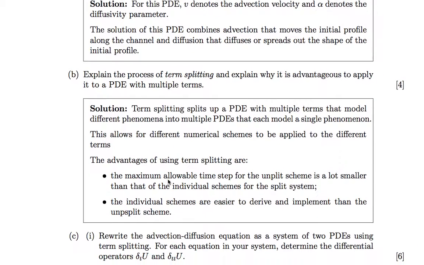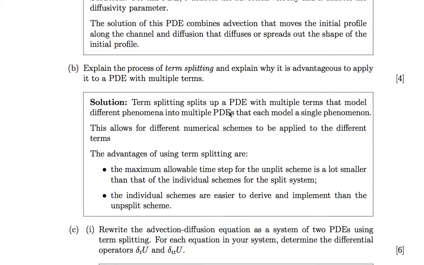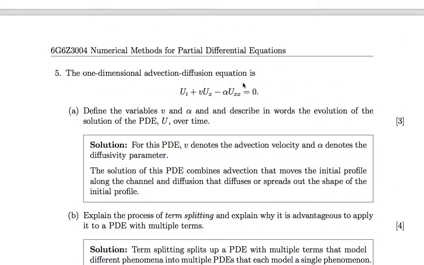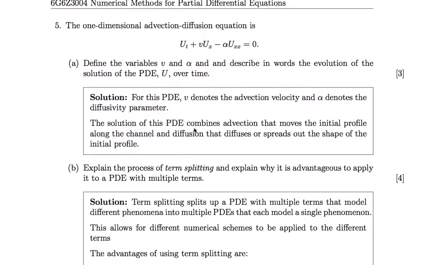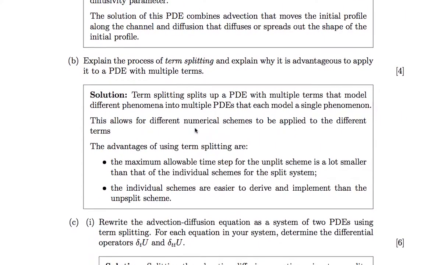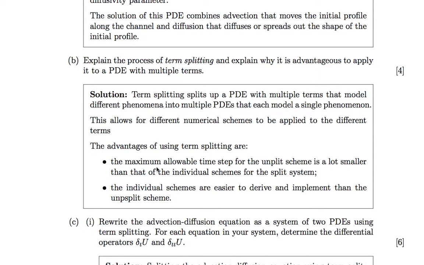Explain the process of term splitting. Term splitting splits up a PDE with multiple terms into several PDEs, each modeling a single sort of phenomenon. So, for example, the advection diffusion equation, we can split up into an advection equation and a separate diffusion equation. The advantages are that the maximum allowable time step for an unsplit scheme is a lot smaller than that of the individual schemes, so splitting allows us to use a larger time step, and individual schemes are easier to derive and implement than an unsplit scheme.